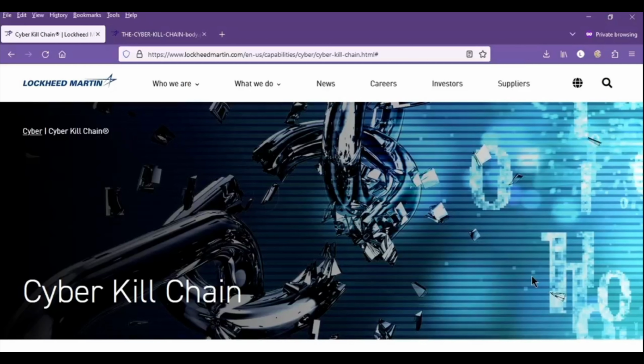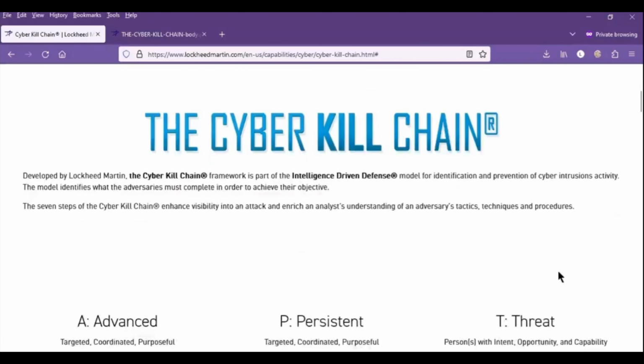Let's start by talking about a particularly dangerous threat called an advanced persistent threat. This threat occurs when a malicious actor gains access to a network and remains undetected for weeks, months, and even years. Lockheed developed the cyber kill chain with the idea that if we identify threats early enough, this will reduce the possibility of an advanced persistent threat.